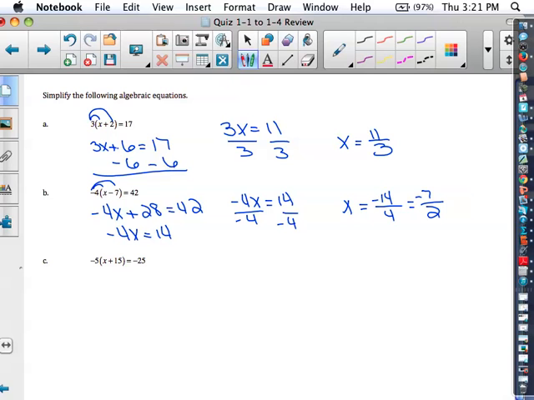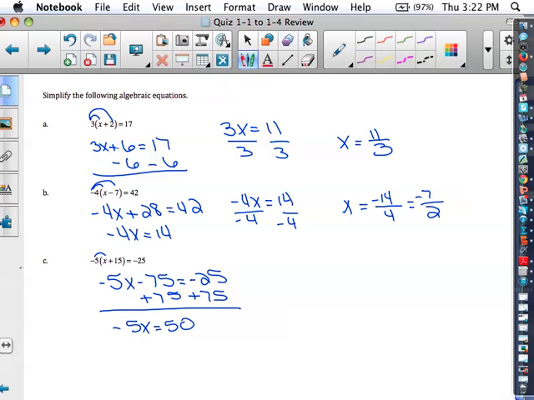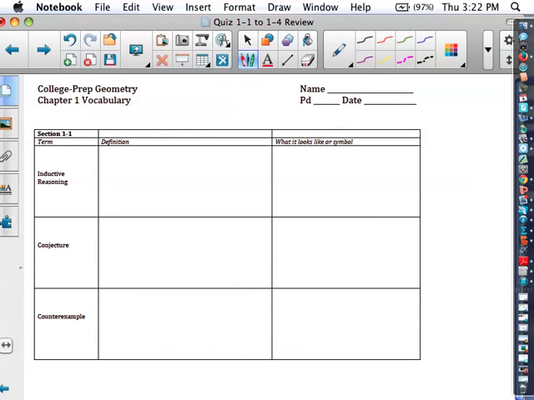And the last one, C, again, distributive property. I get negative 5x minus 75 equals negative 25. Add the 75 to both sides, and I get minus 5x is equal to 50. Divide by negative 5, and I get x is equal to negative 10. Okay, so that's actually the math type work from this section. Now let's move on to the vocabulary section of the review.